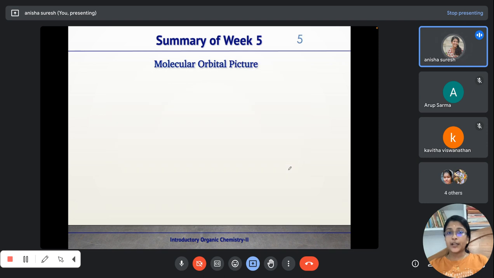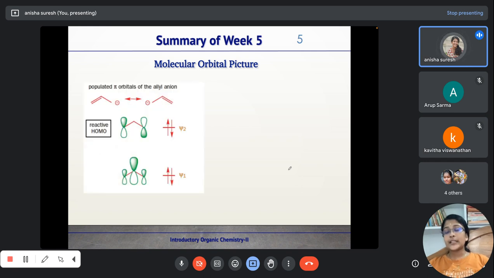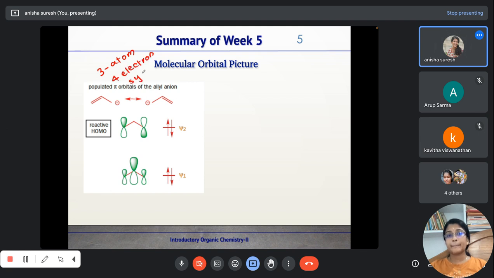There are no doubts. We can go to the molecular orbital picture of enolates. So we know that this allyl anion is a 3-atom, 4-electron system, right? 1, 2, 3: 3 carbons and 4 electrons. This double bond will constitute 2 electrons, and this negative charge will constitute 2 electrons. So this is called a 3-atom 4-electron system.